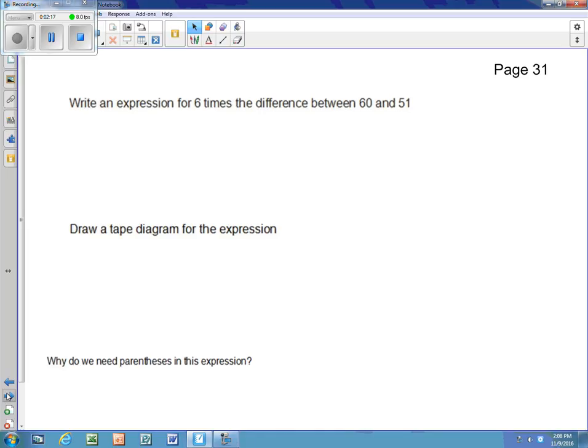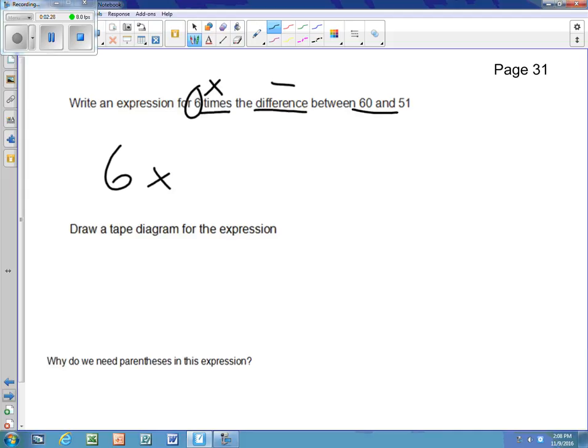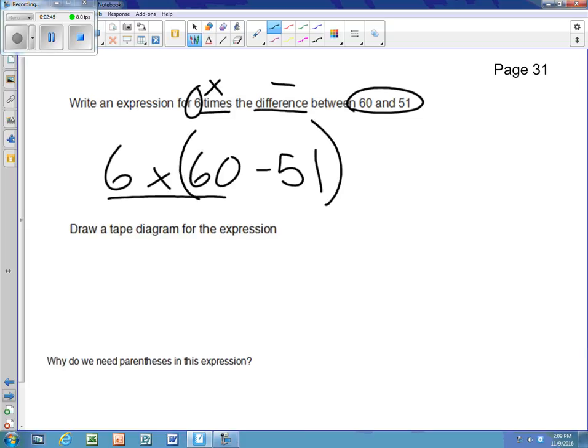So here's another one. We're going to write an expression for 6 times. This time it's the difference. Difference means to subtract 60 and 51. In order of operations, our BPEMDAS, we would multiply before we subtracted. So if we left it like this, it would end up as 6 times 60. But we want 6 times the difference. So we need to put this in parentheses again to make sure.